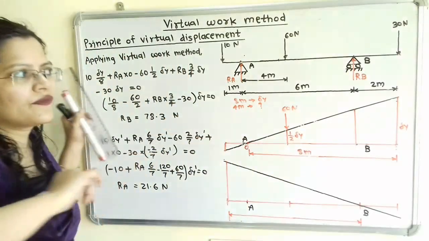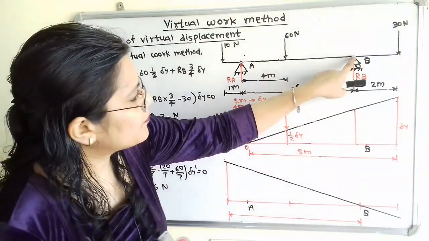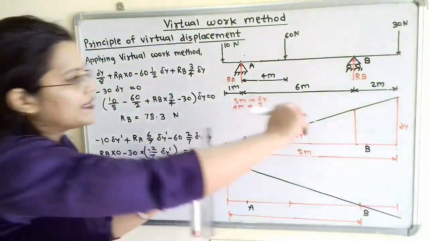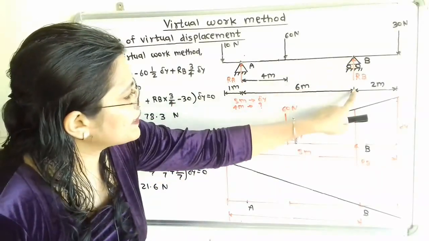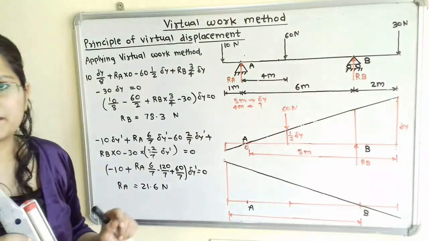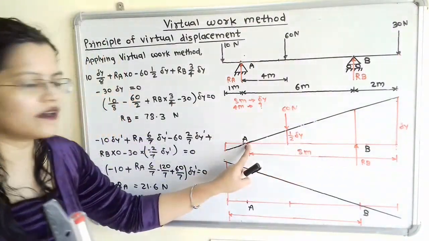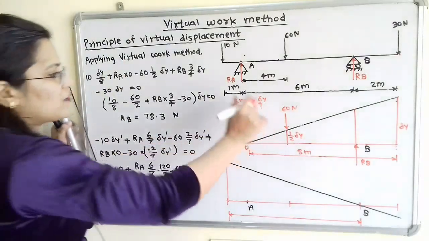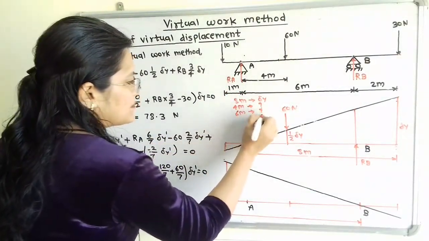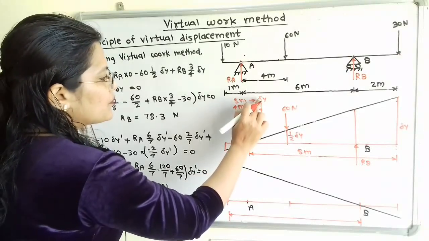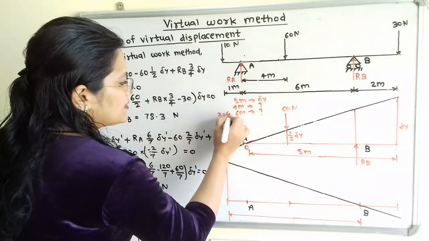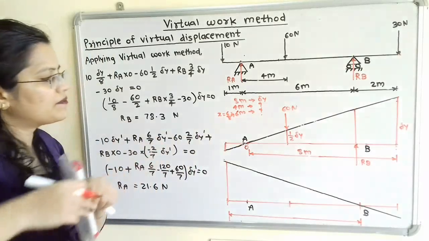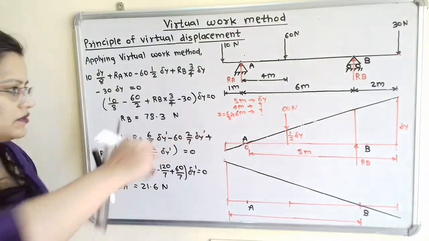Now in the same way at point B we will find out. At point B, here is the RB. What is the displacement? Point B is at a distance of 6 meter, so we measure the distance from where the displacement is 0. For the span of 6 meter, what is the displacement? 8x is equal to 6 into delta y. So the value of x is 6 divided by 8 delta y, which simplifies to 3 by 4 delta y.